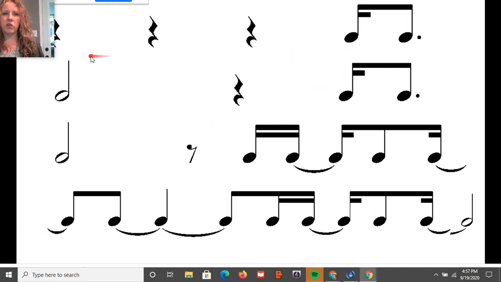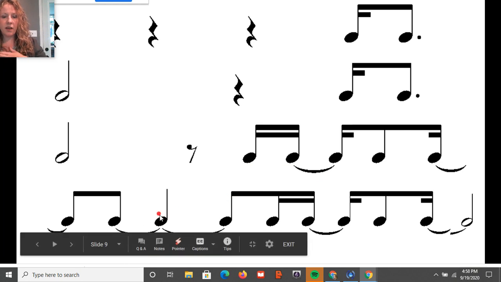Let's try this whole page again, starting at the very first quarter rest, top line. Ready, go. D, ta, 4, 3, 2, 1. Dee ta ta, dee ti ti ta ta, ti ti ti ta. Done. Let's do this slide again.